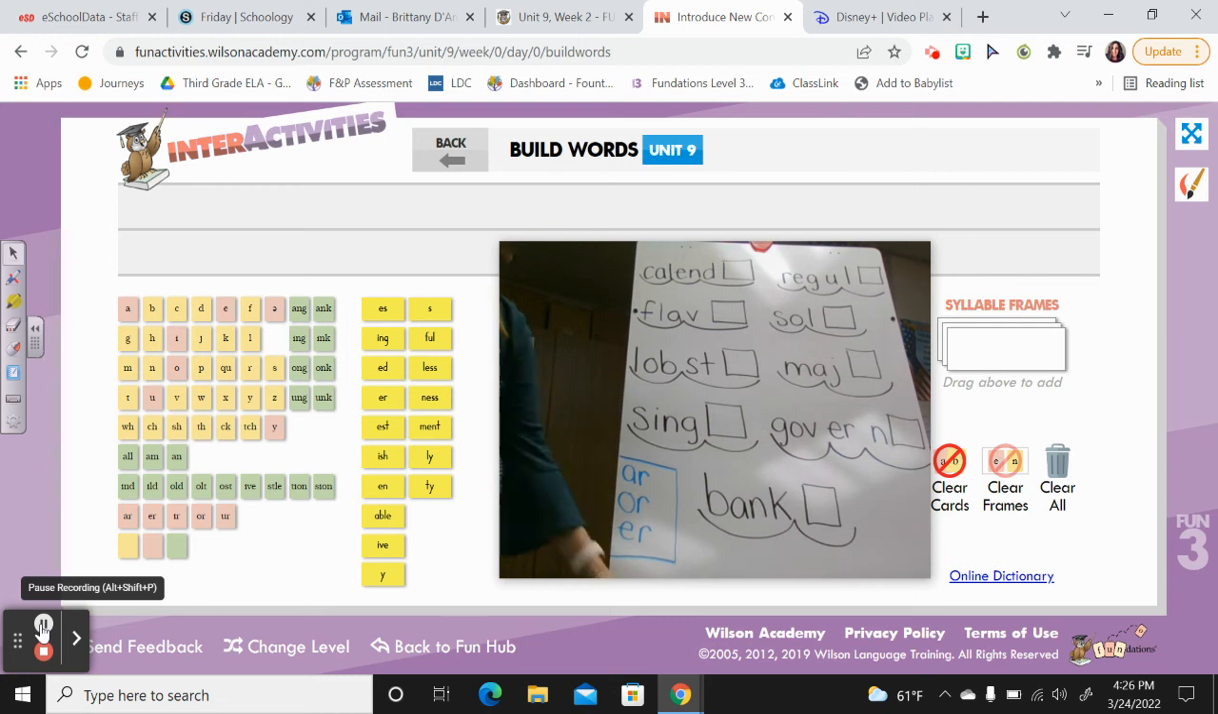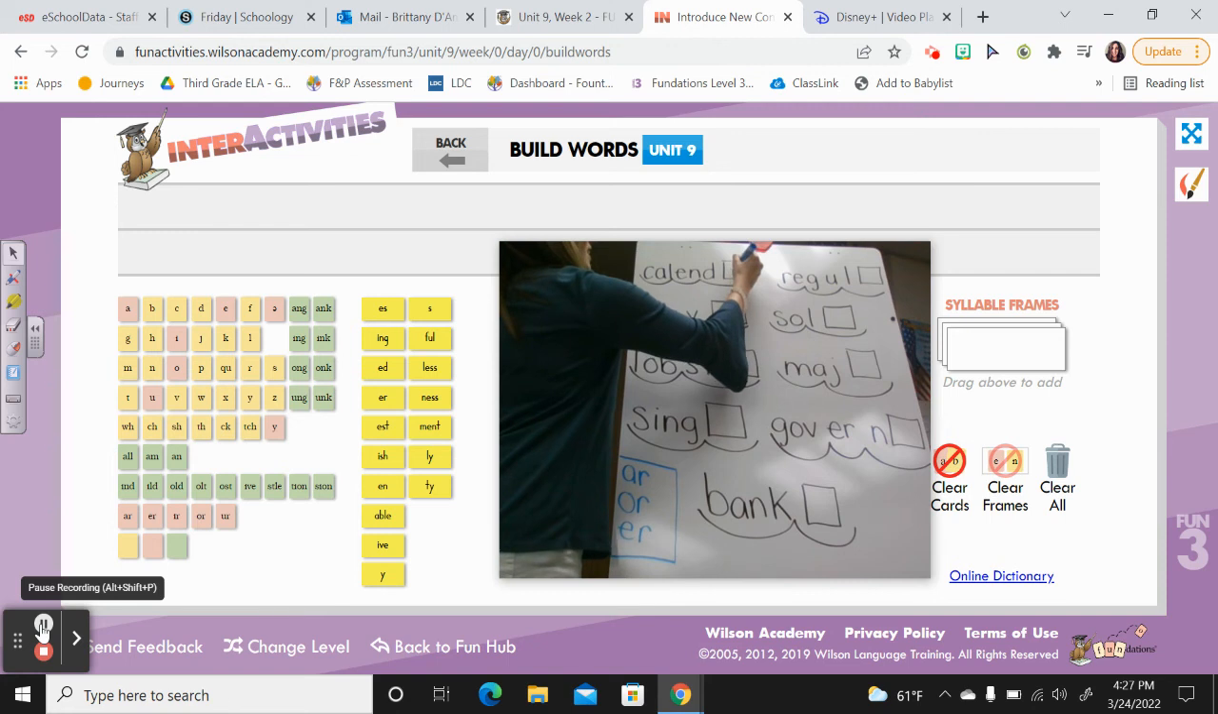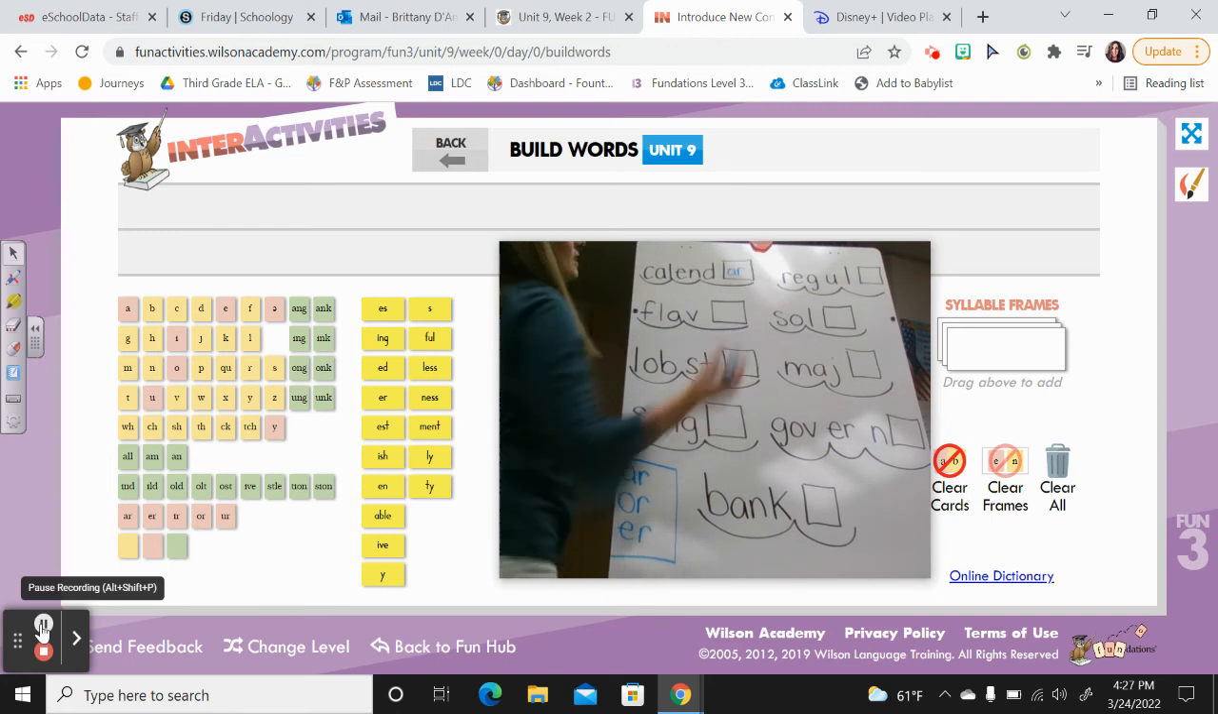Okay, so calendar. Which option are we going to use? And if you need to use your spelling options tool, please do. I do believe these ones might be all in there. So take a quick second. Try to get faster. All right, let's reveal. What is it? A-R, beggar, calendar.